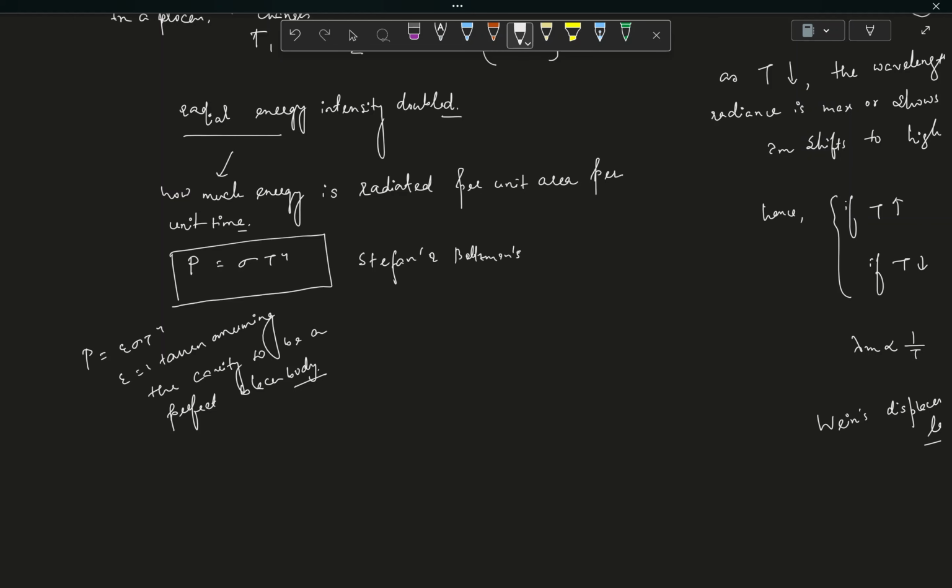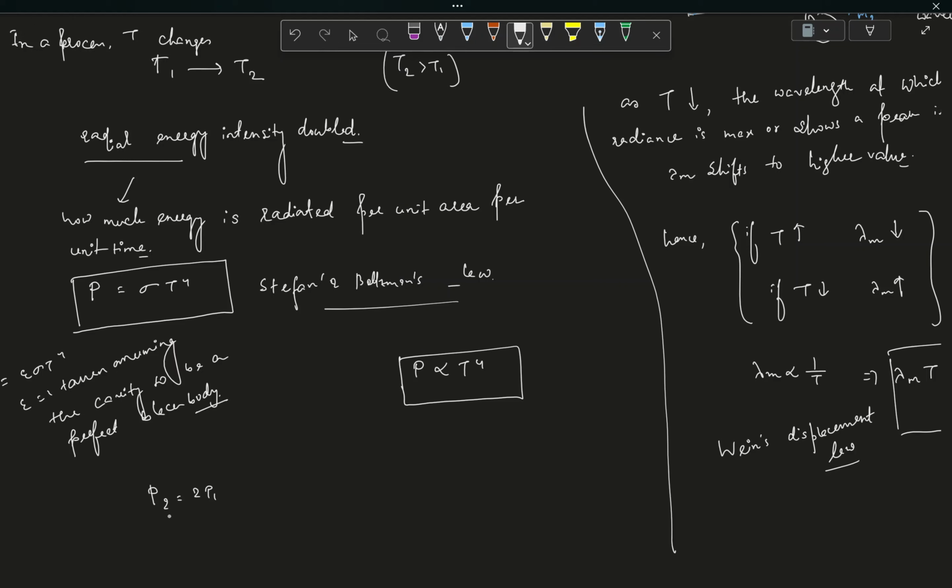So the relation between the radiant intensity and the temperature is that P varies as T to the power of 4, or P is directly proportional to the fourth power of the temperature. So if that is the case, then it is mentioned that the final radiant intensity is double the initial radiant intensity. When T1 goes to T2, then P2 is equal to 2 times P1.